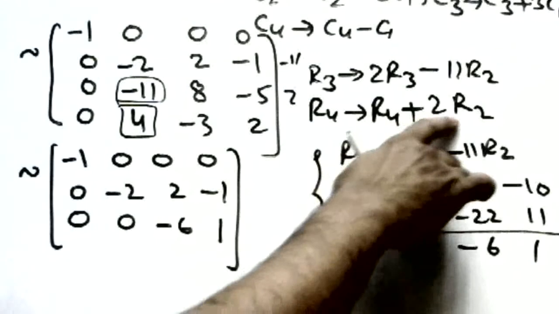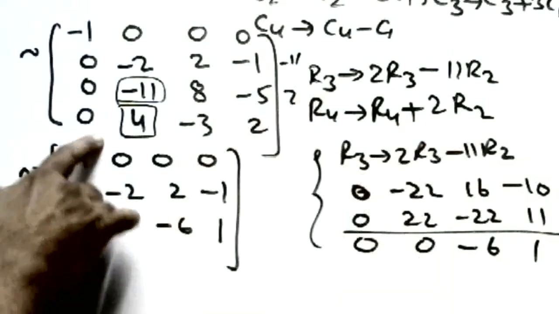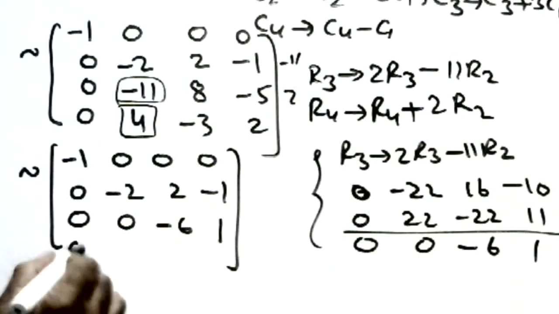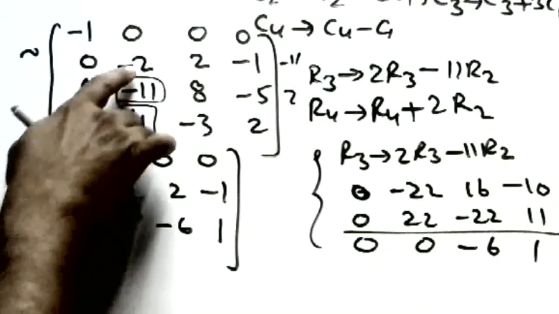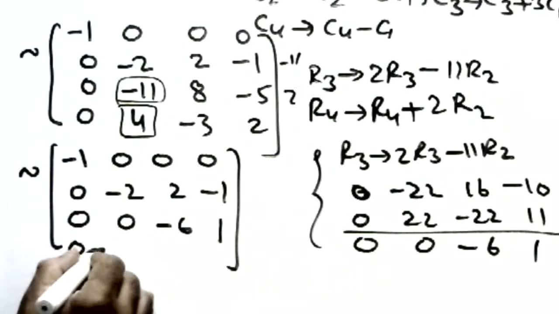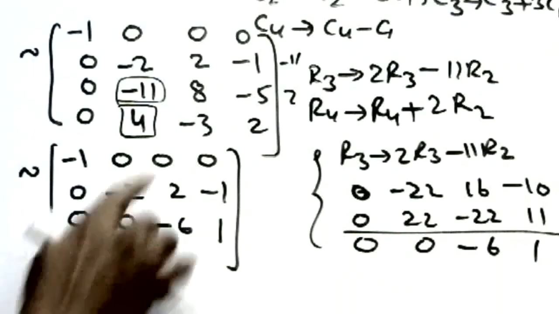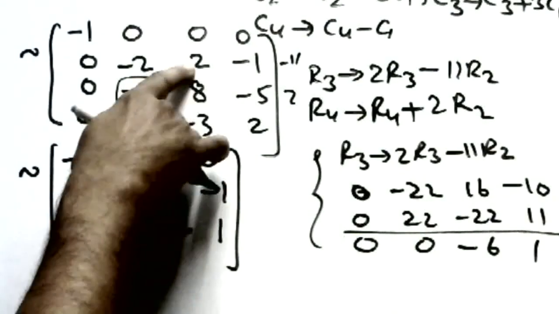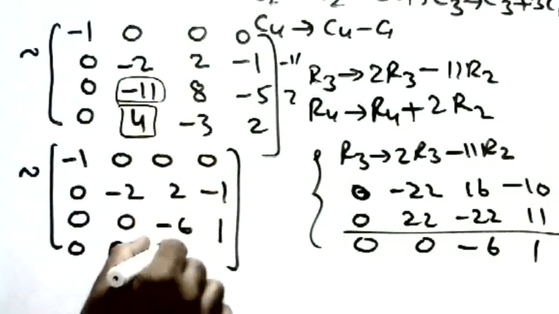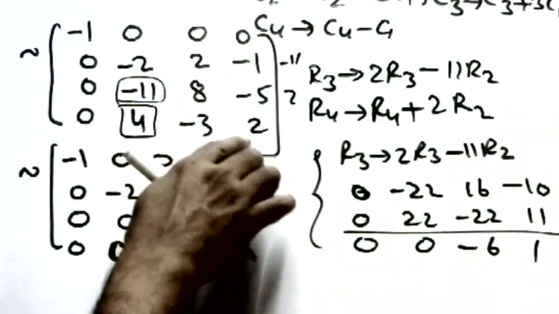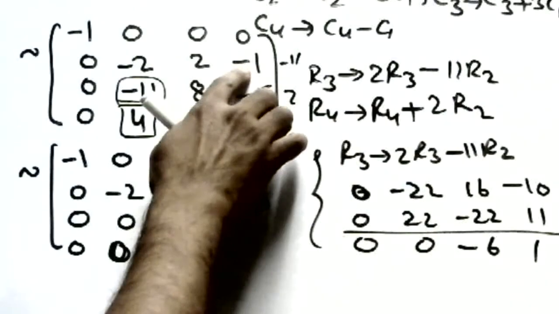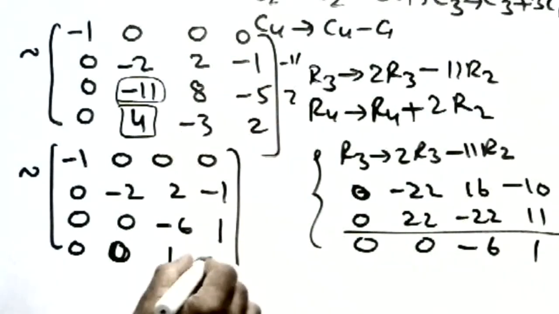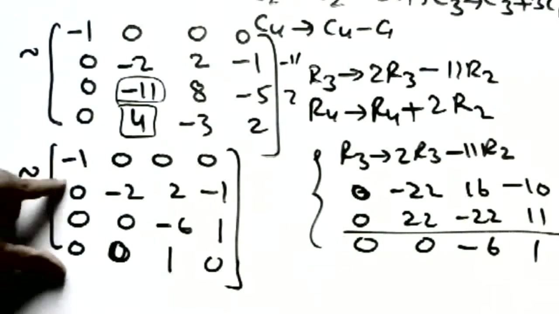So lastly what is left here? See, R4 implies R4 plus 2R2. Both are 0, so no effect. R4 plus 2R2, plus into minus 2, 2 4s are 4, 4 minus 4, 0. Minus 3 plus 2 4s are 4, 4 minus 3, 1. Now the last number: R4 plus 2R2, plus into minus 2, 2 minus 2, 0.